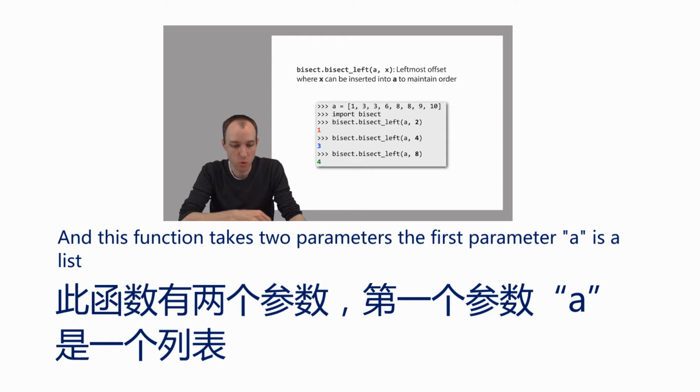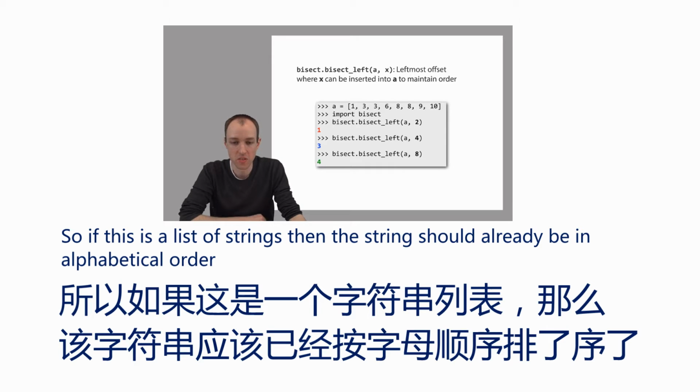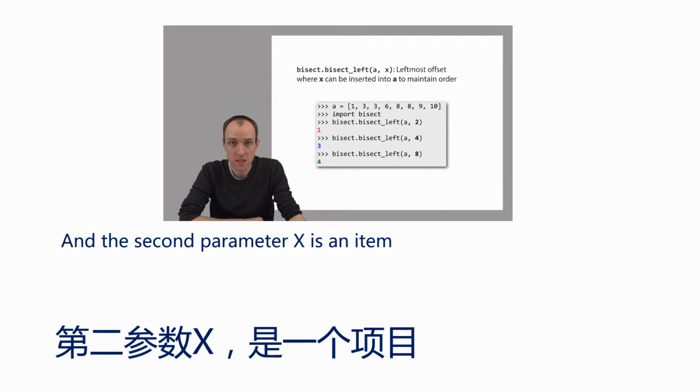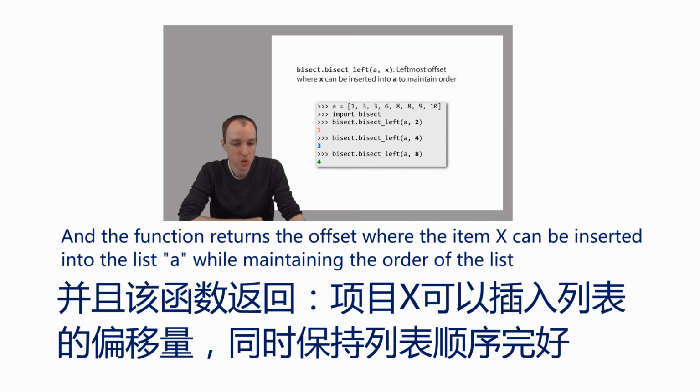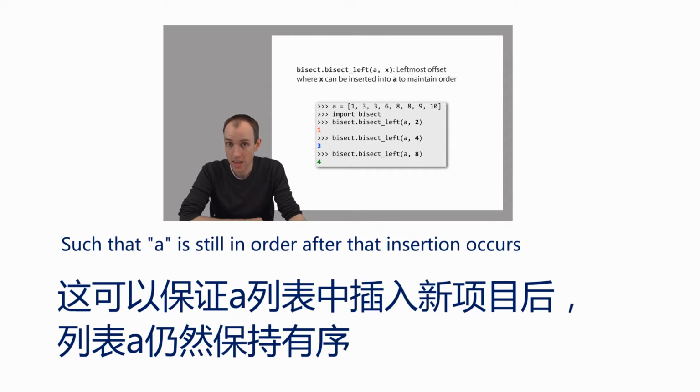This function takes two parameters. The first parameter, A, is a list that's already sorted. It's already ordered in ascending order. So if this is a list of strings, then the strings should already be in alphabetical order, or if this is a list of integers, then they should be in ascending order. And the second parameter, X, is an item. The function returns the offset where the item X can be inserted into the list A while maintaining the order of the list. So it's the leftmost position where X can be inserted in A such that A is still in order after that insertion occurs.